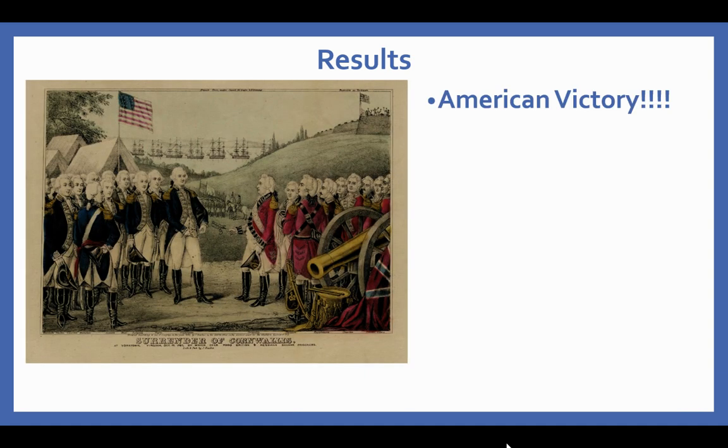As a result, the Americans won. The British walked away because of the expense and because they realized that the Americas were gone.